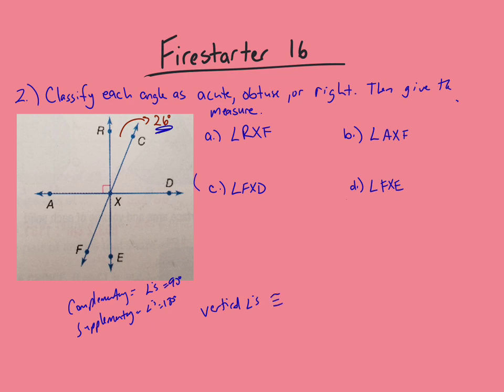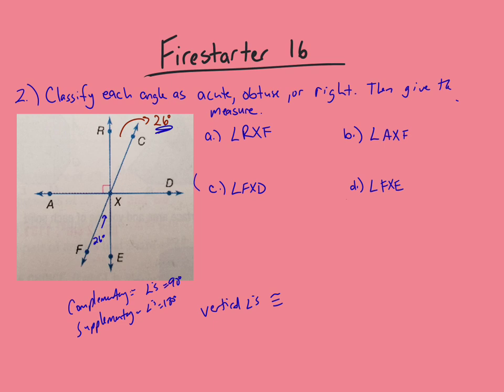So first off, vertical angles. I know that this guy right here, FXE, is this angle right here. It is vertical to our original angle. So I know that the measurement of FXE is going to be 26 degrees. Now, because AXR is 90, and AXD makes a line, I know that that is also 90, which means the two pieces are going to be complementary.